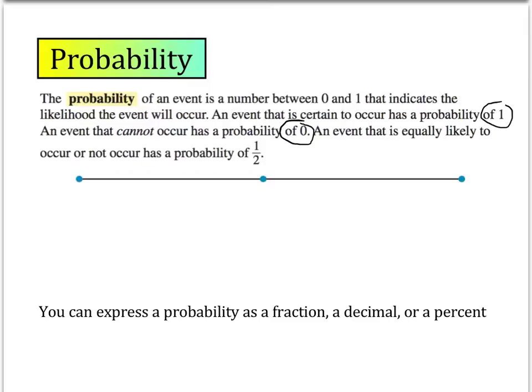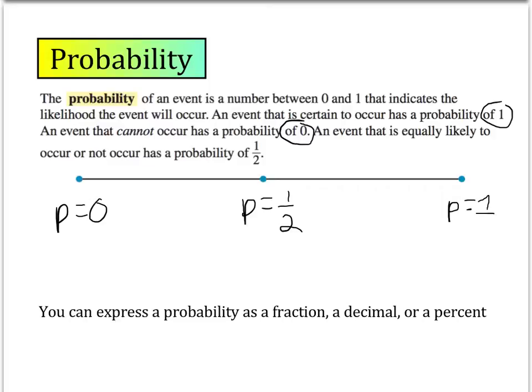So if we're going to represent this on a line, we would say this would be our P equals 1. So this means that it will definitely happen. P equals 0 would mean the event will not happen at all, has no chance of happening. And then if P is 1/2, then the event has an equal amount of chances of happening and not happening.